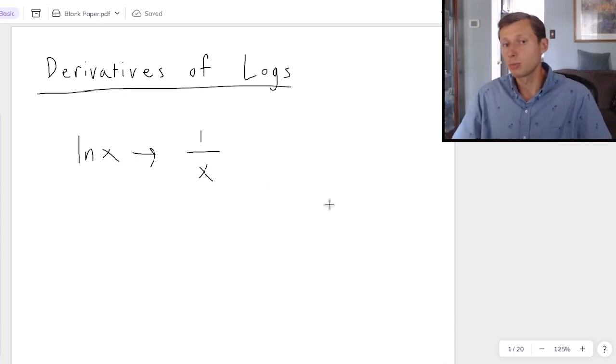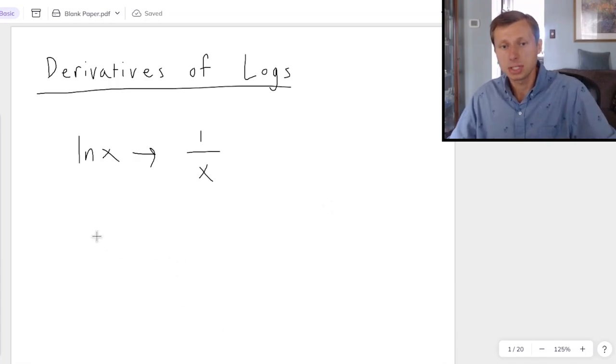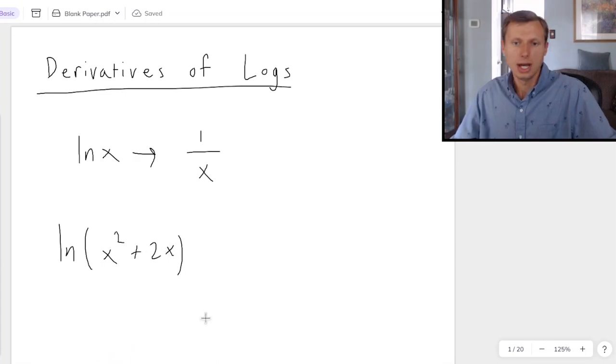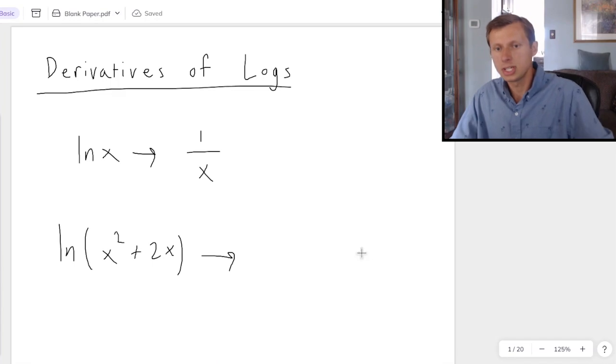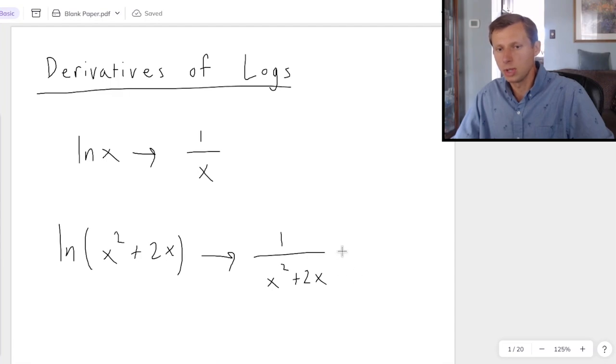However, sometimes it's more complicated than that. Sometimes you have natural log of something in parentheses, like let's say x squared plus 2x. And in those cases, the derivative is still pretty easy. The first thing I do is I put 1 over x squared plus 2x, but then because of the chain rule, I have to multiply by the derivative of the thing in parentheses. In other words, the derivative of x squared plus 2x is the quantity 2x plus 2.